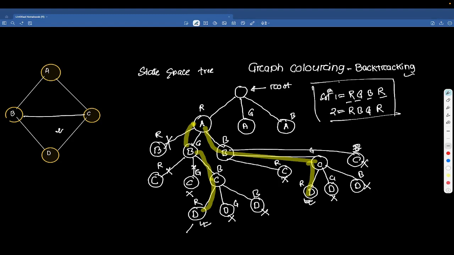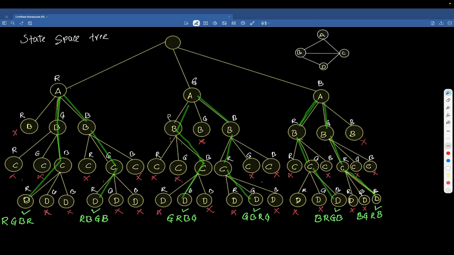Similarly, if we explore the other nodes, node A with color green can now be explored. Similarly, node A with color blue can be explored. If we explore these two branches, then we will get two solutions here and two solutions here. So this is the complete state space tree for the problem, and we have expanded all the nodes which are possible to expand, and finally we found these solutions. This is the first solution, second solution, third, fourth, fifth, and sixth solution.